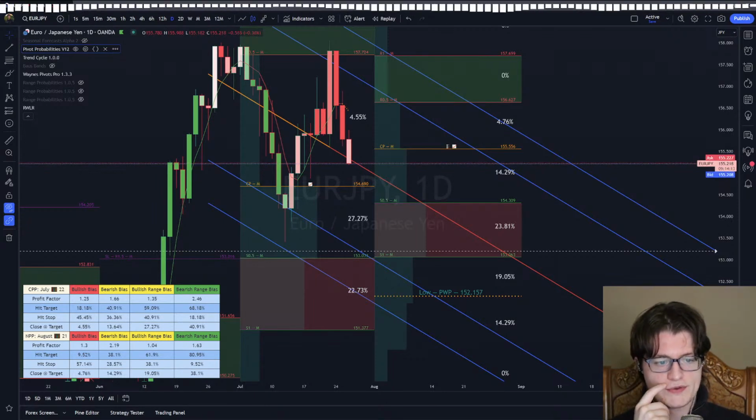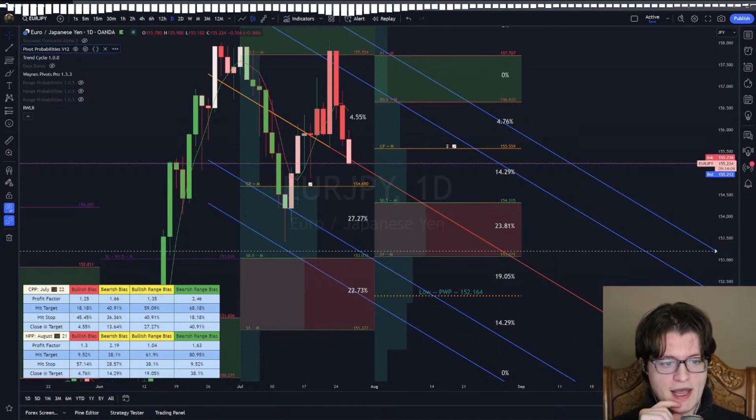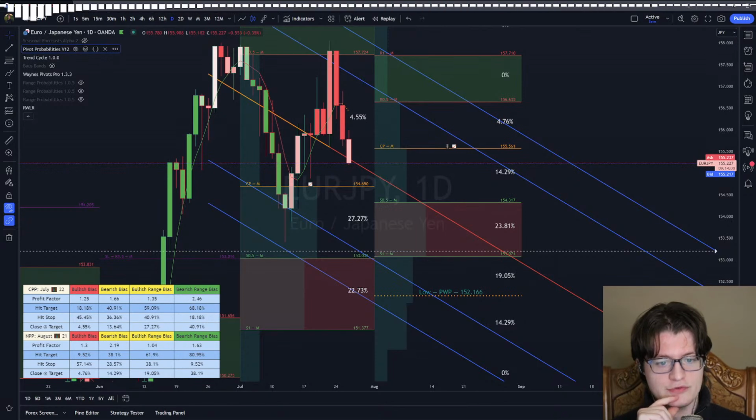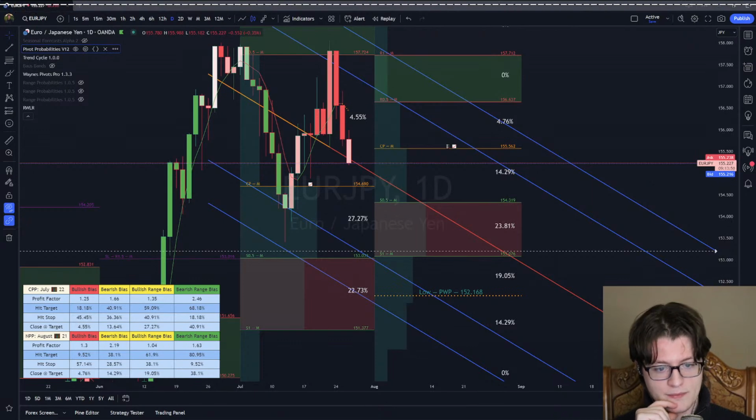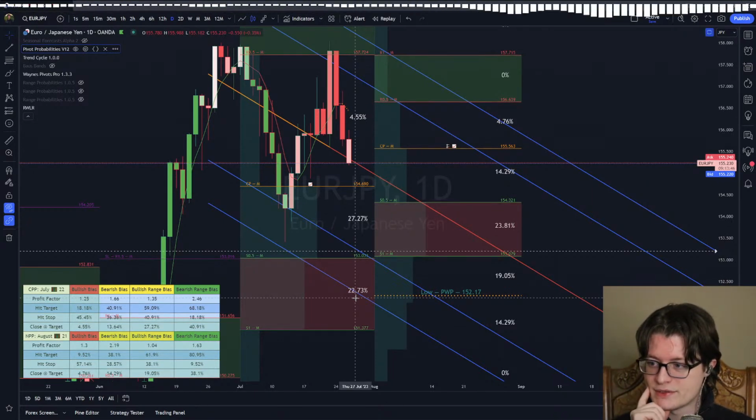What Wells Fargo has to say is the yen should benefit from a hawkish Bank of Japan policy adjustment in the fourth quarter and outpace euro gains against a backdrop of noticeably slowing momentum for the Eurozone economy and an end to ECB monetary tightening. Okay, that makes total sense.